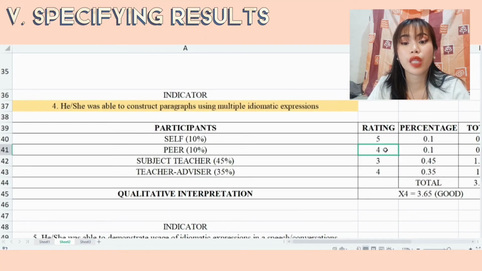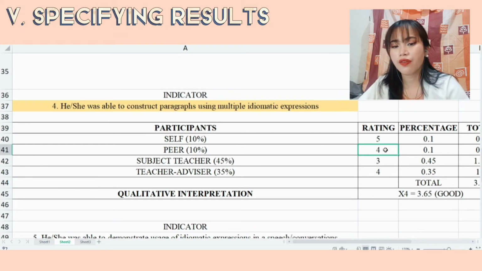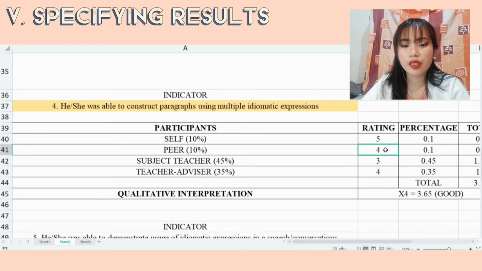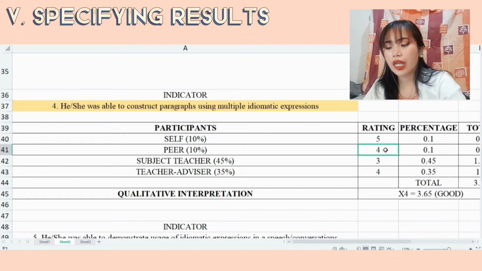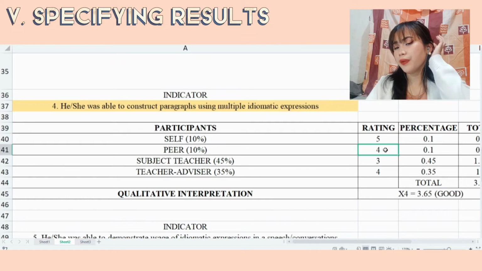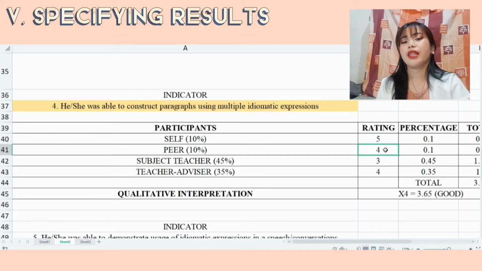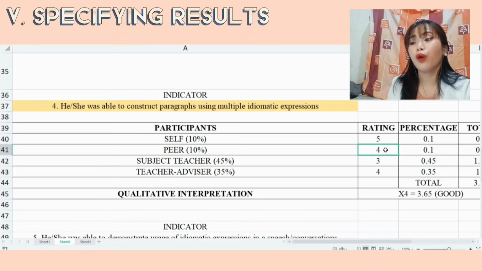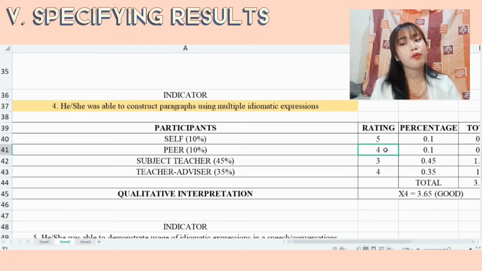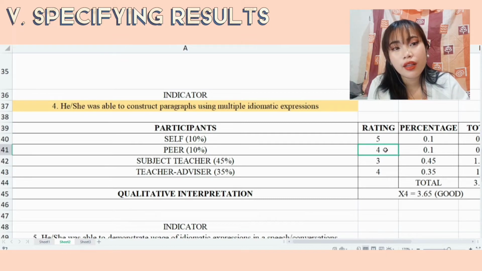So we have a total rating of 3.65 for the fourth indicator. What does 3 represent in our checklist earlier? 3 represents good. So the total rating from all the participants is that Chris is able to construct paragraphs using multiple idiomatic expressions good, or quite good. That is the interpretation of the total rating.